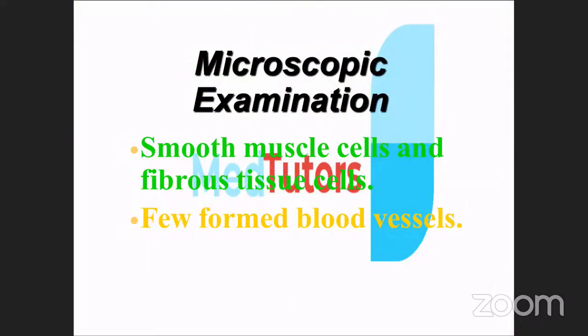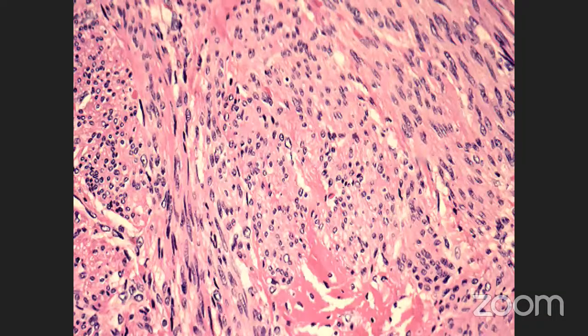On microscopic examination, you have smooth muscle cells and fibrous tissue with few blood vessels. And that is why it appears paler than the surrounding normal myometrium, because there are few blood vessels and increased tissue hyperplasia and hypertrophy around. Next slide. This is how it appears on histology: a dense network of smooth muscle fibers with nuclei all over the place.